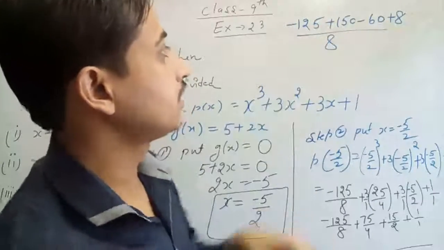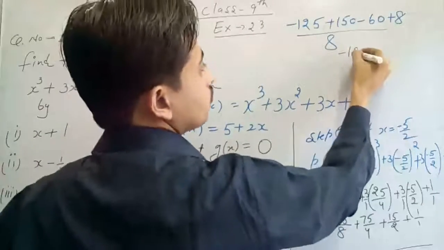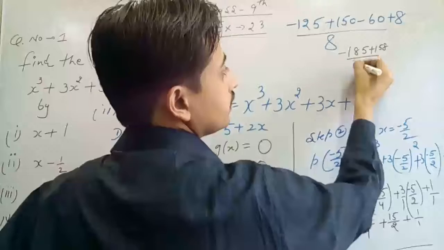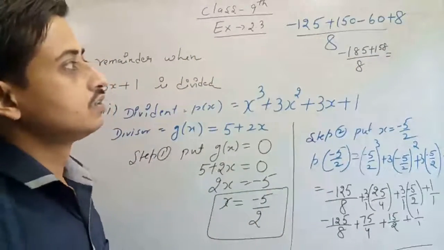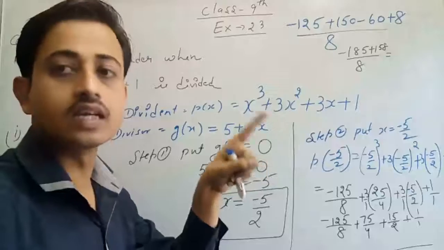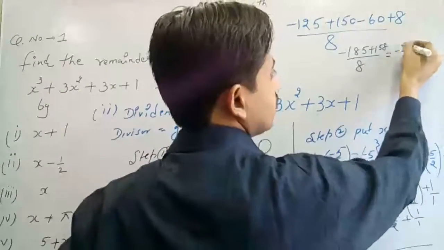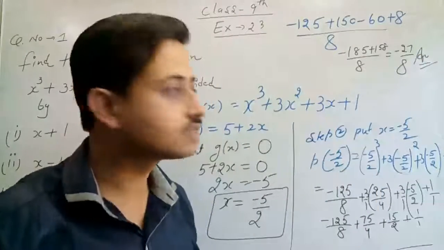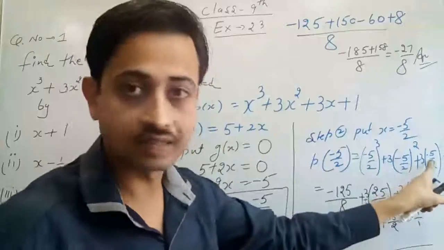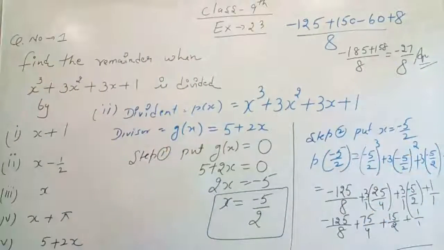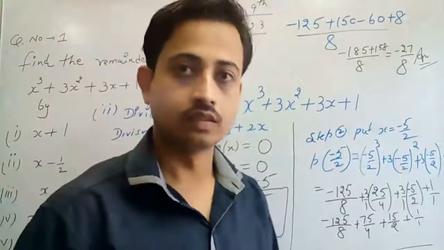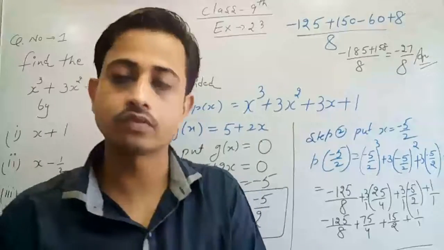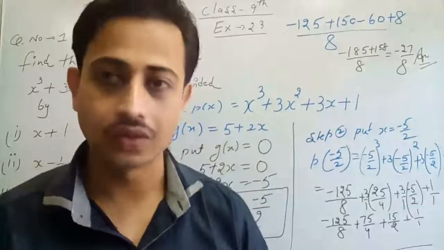Minus 125 and minus 60, we get minus 185. 150 plus 8, 158, divided by 8. Now subtract this: 185 minus 158, I think 27, and the sign is negative. Minus 27 by 8. This one is your final answer. Please make a note and do the correction here. I am going to rub this portion, and now we have to solve the next question. Please make a note.